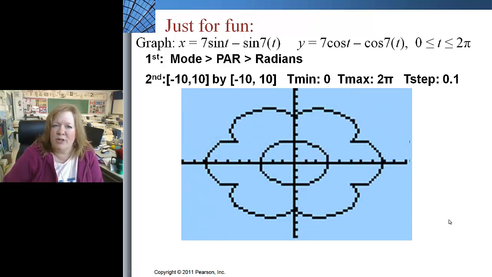All right, so this was just a brief introduction to parametric equations. I hope you kind of could grasp it. If not, I'll go over some examples in class, and I'll see you tomorrow.